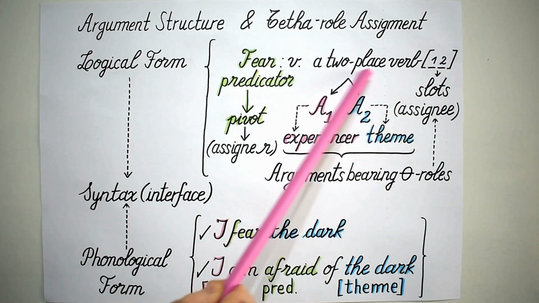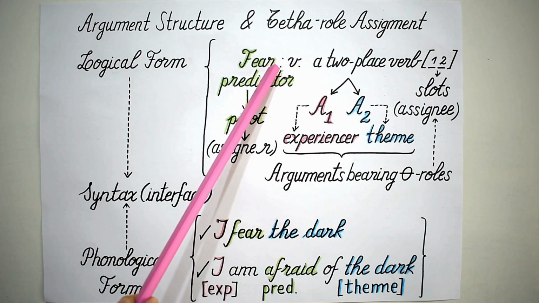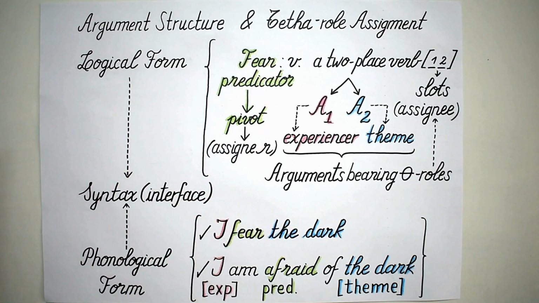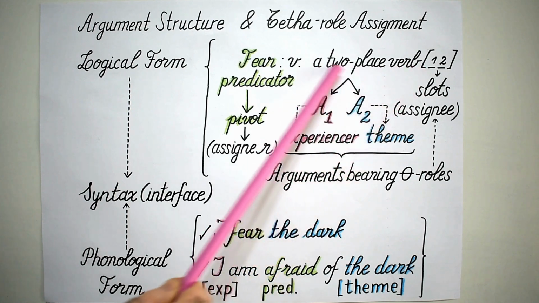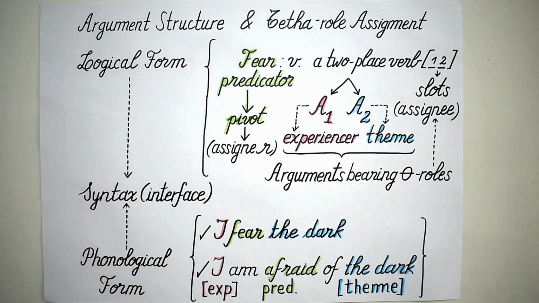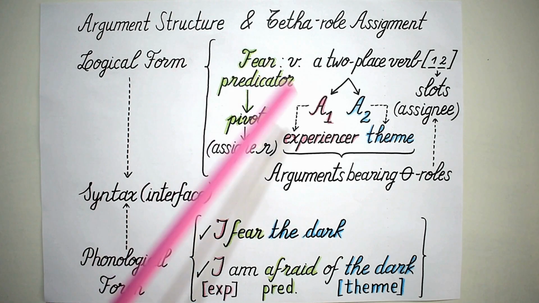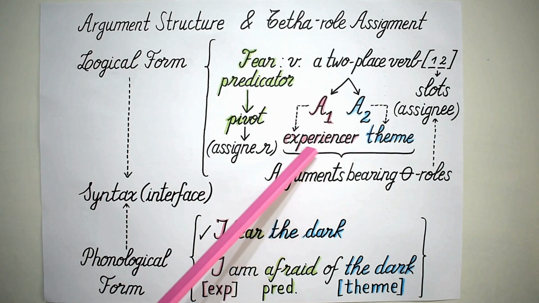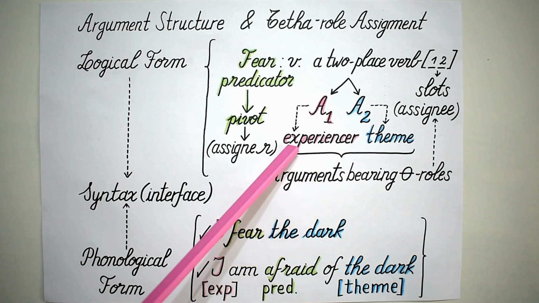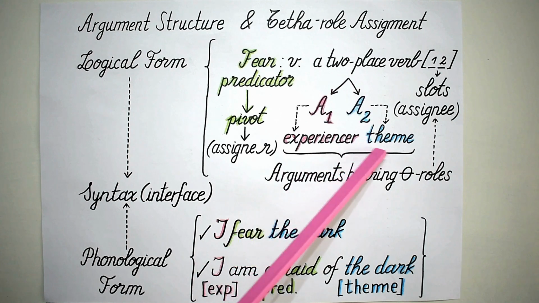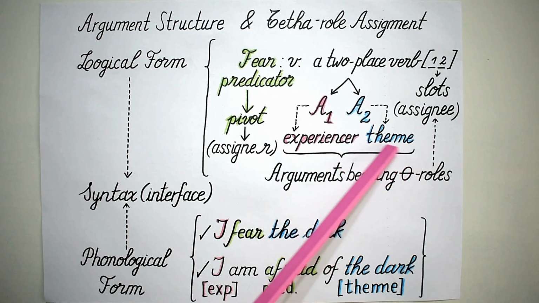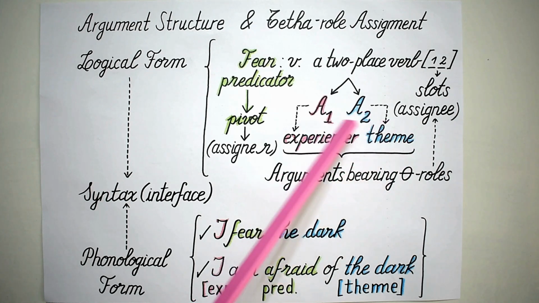In the case of fear, we have a predicator that is a two-place verb, or a two-place predicator, and the reason is that the verb, as stated, requires an experiencer, someone that is going to feel the fear, someone that is going to be afraid of X, and the X proper that will be the cause of the fear. So we will call these two entities, these two participants, arguments.